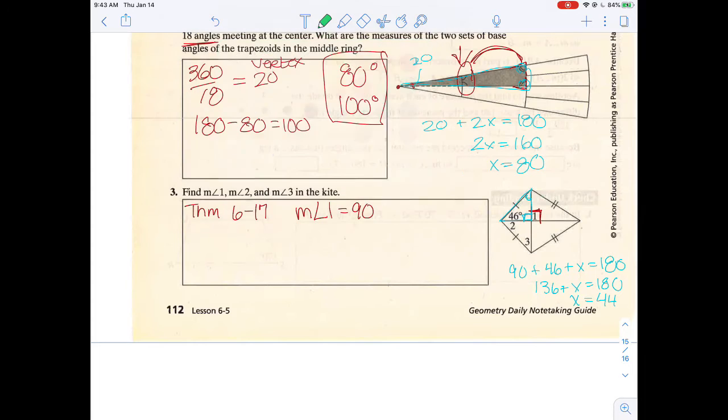Okay, so then if I take it to this isosceles triangle here, if this angle is 44, then I know 3 has to be 44 as well, because it's an isosceles triangle.